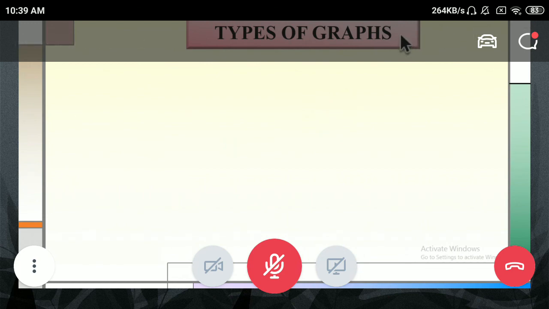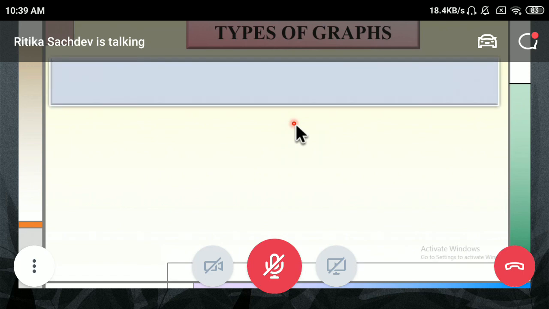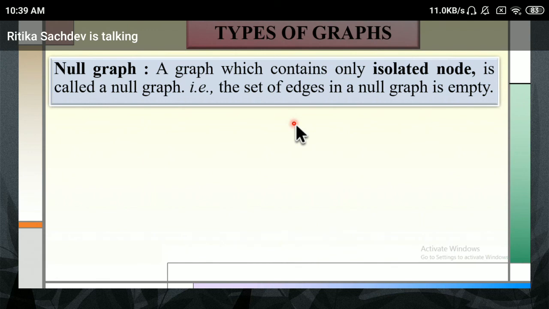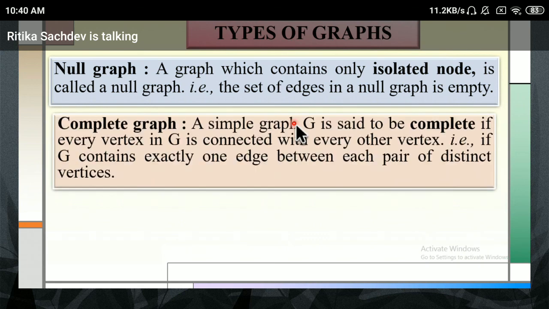We will start with types of graphs where we had left last time, then we'll continue from there. We had seen what is a null graph. This is a graph which contains only isolated nodes, is called a null graph. That is, the set of edges in a null graph is empty. So if you have only one node, there will be no edge and the degree of that particular node will be 0. Then we had seen complete graph.